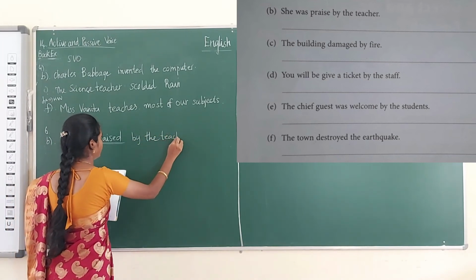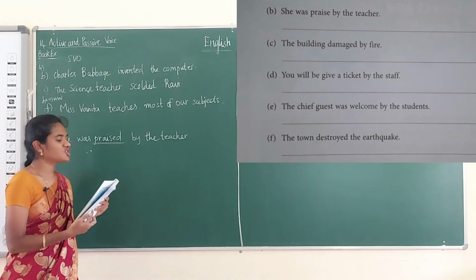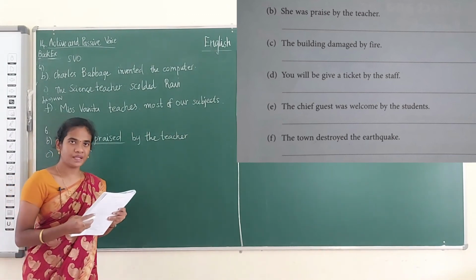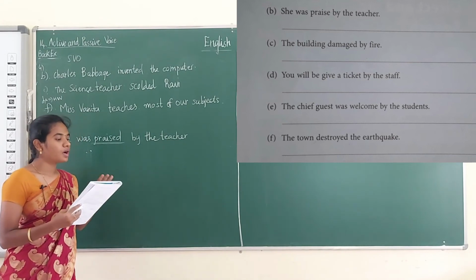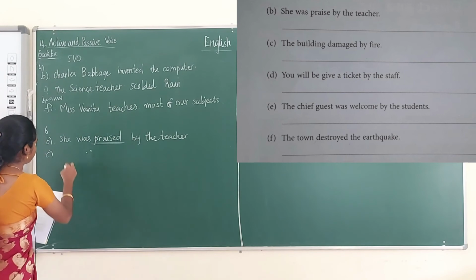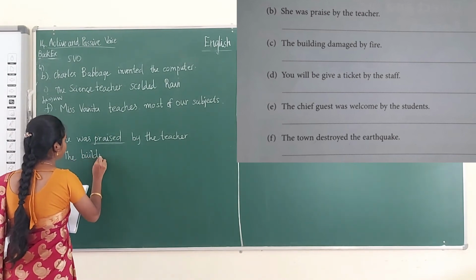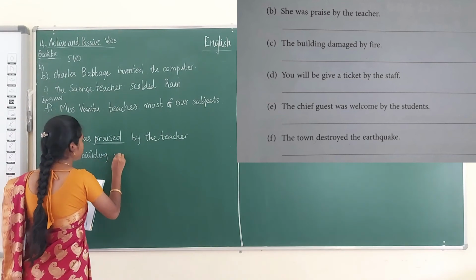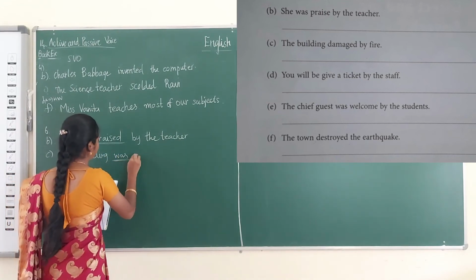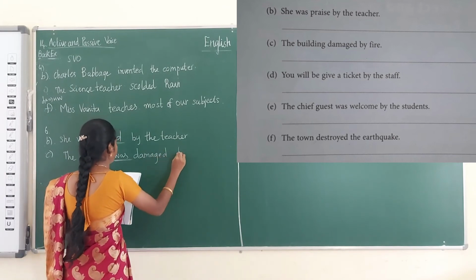The next one: the building damaged by fire. Here the be verb is missing, so the building was damaged by fire. The building, be verb is missing here. The building was damaged by the fire.